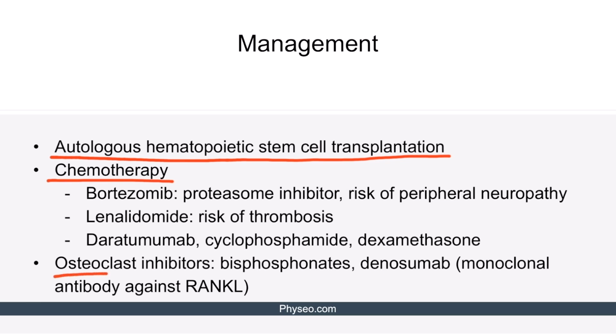The use of osteoclast inhibitors is recommended in all symptomatic patients who have osteolytic lesions detected by imaging or osteopenia or osteoporosis detected on bone densitometry. Agents that can be used include bisphosphonates or denosumab. Recall that denosumab is a monoclonal antibody against receptor activator of nuclear factor kappa B ligand, or RANK-L.